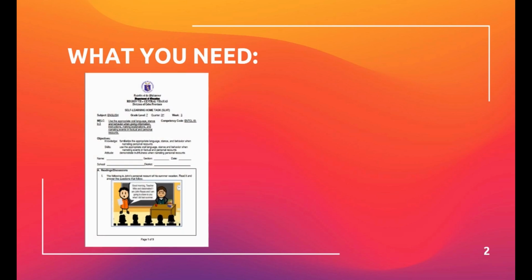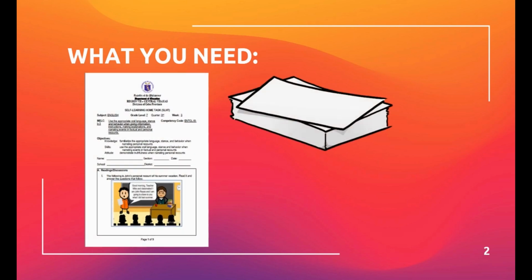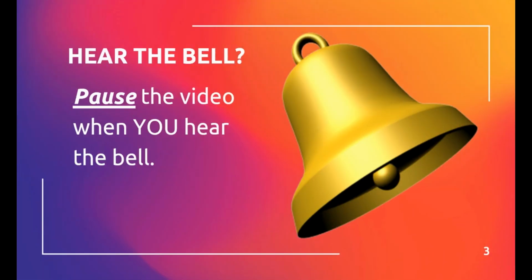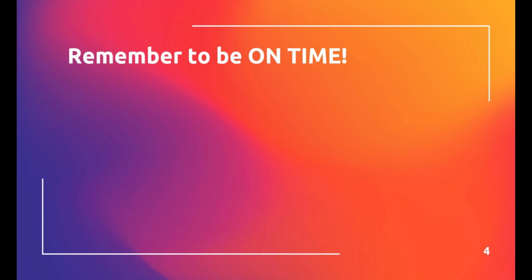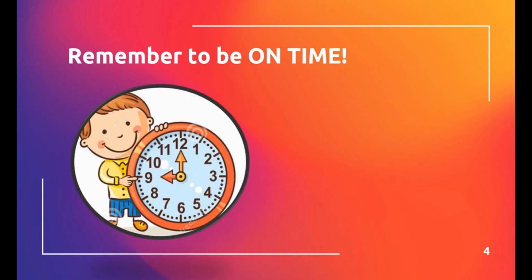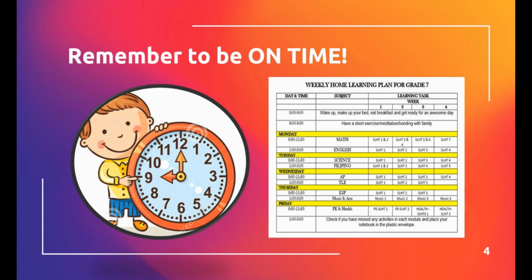For this clip, you will need your English 7 home task for week 3, some pieces of bond paper for your outputs, and a pen. Pay attention when you hear the bell sound. That means you may need to pause the video in order to do the task given. Then resume the video once you're done. And remember to be on time. Follow a schedule of tasks that you need to accomplish so you can submit them on time.